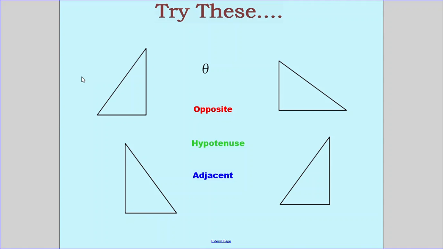So I've got a couple here. I'm just going to put thetas in their corners. I'd like for you to jot down each triangle, pause the video, and just label relative to these angles where the opposite, the hypotenuse, and the adjacent are. So just sketch out the 4 triangles and label opposite, hypotenuse, adjacent for each one. So pause the video, give it a try, and come back when you're ready.